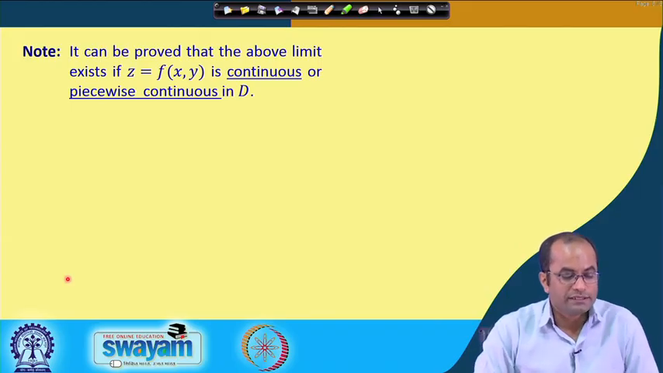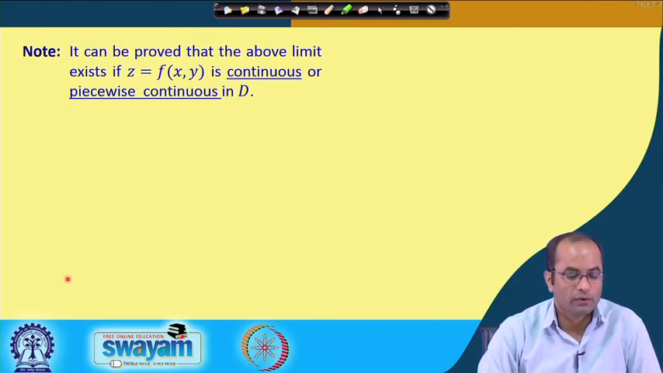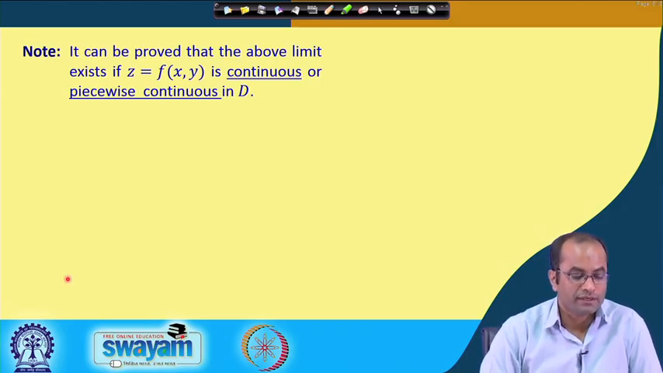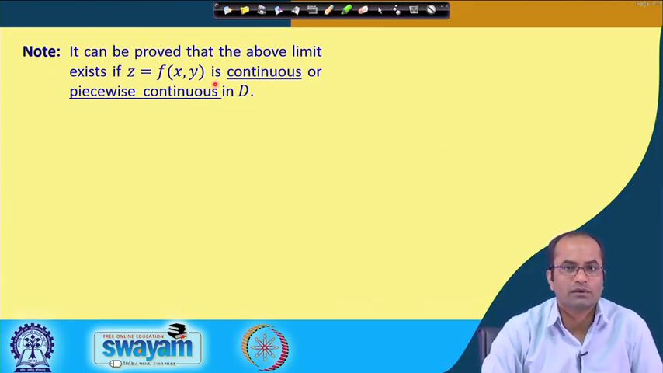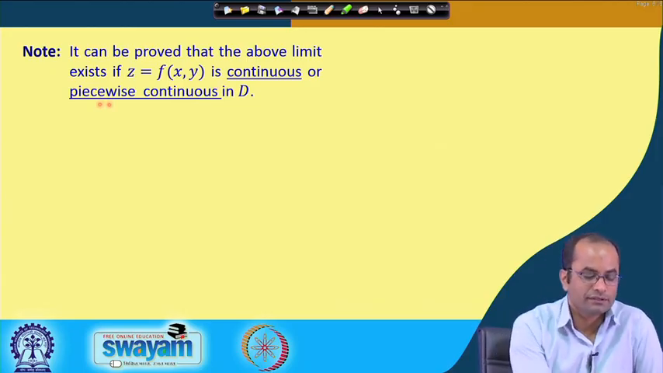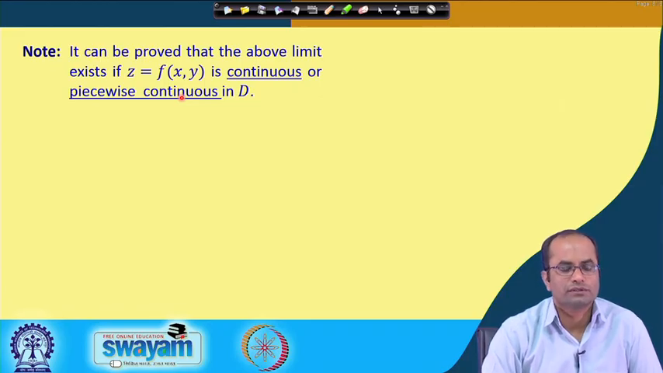It can easily be proved that this above limit exists, or this integral exists, if this function is continuous or piecewise continuous in D. So, we have this closed bounded domain, and if the function is piecewise continuous or continuous, this is sufficient for the existence of such integrals.